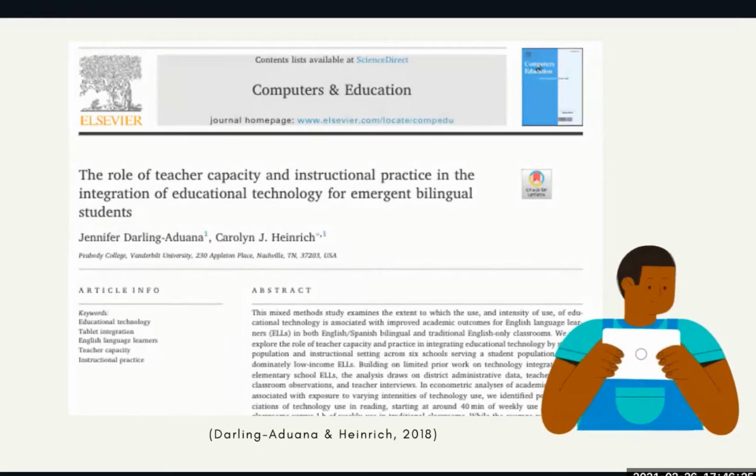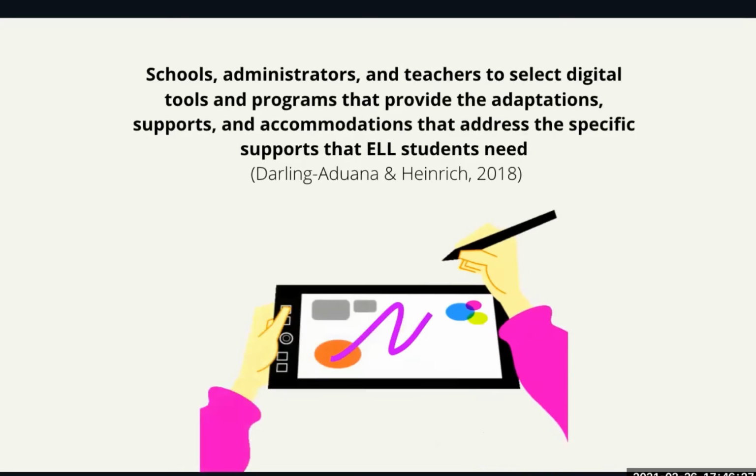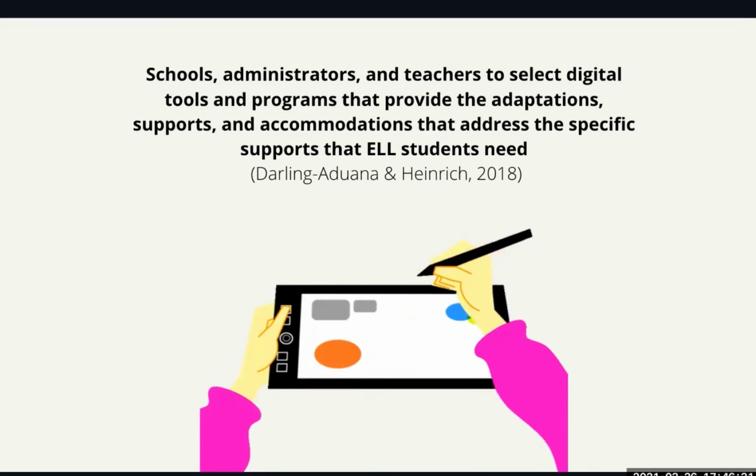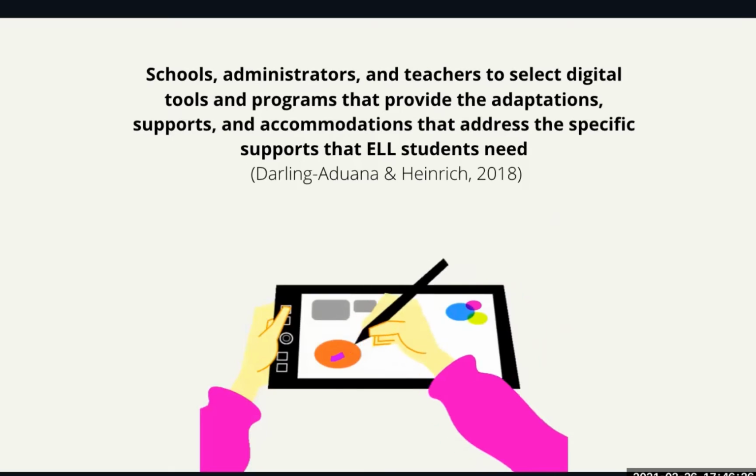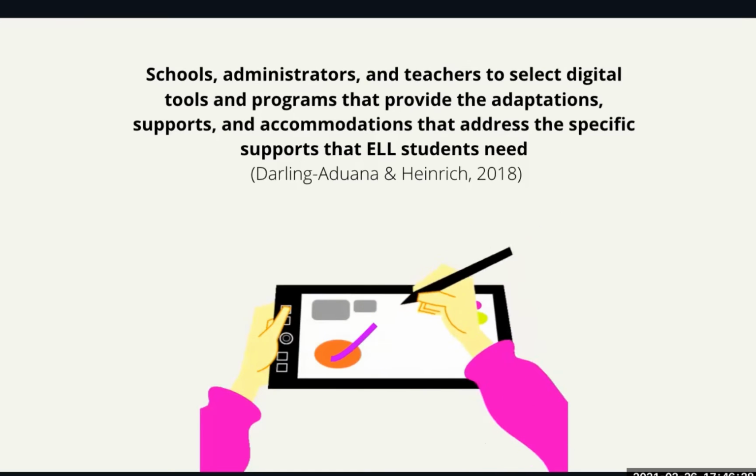This highlights the need for schools, administrators, and teachers to select digital tools and programs that provide the adaptations, support, and accommodations that address the specific language support that ELL students need.